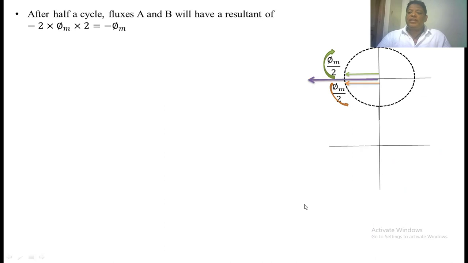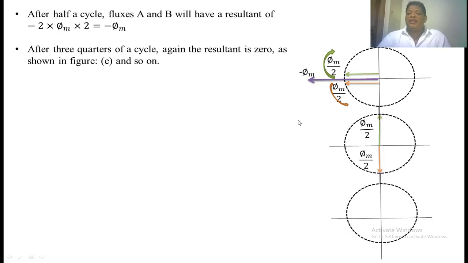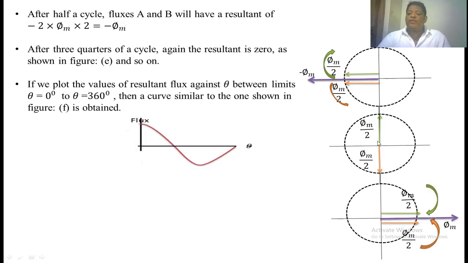Now if we take one more case, from the previous position this vector is at this position and this vector is at this position. Now both are displaced by another 90 degrees. Again, if you find the phasor sum of these two, it gives the resultant flux in this direction. Now the direction of the sinusoidal flux is reversed, and its magnitude is equal to the sum of these two, that is, minus phi m. After another 90 degrees, the resultant flux again becomes 0. After another 90 degrees, it comes back to the original value.